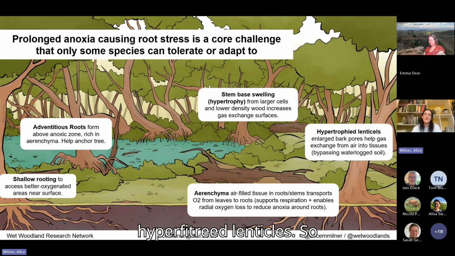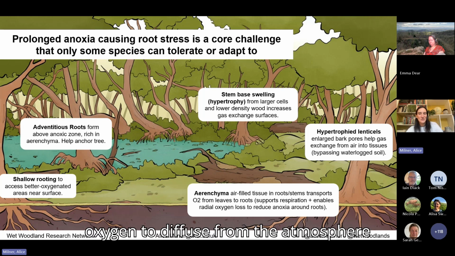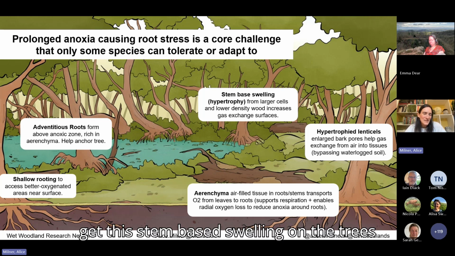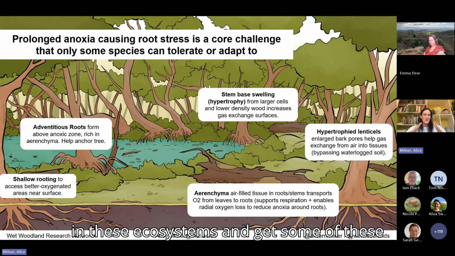And then you get hypertrophied lenticels, which are basically larger pores growing on the bark and the stems, and they get bigger when it's waterlogged. That makes it easier for oxygen to diffuse from the atmosphere into the tree stem and get transported down to the roots. You often see this stem-based swelling on the trees in these ecosystems, these bulges at the trunk at the water level.